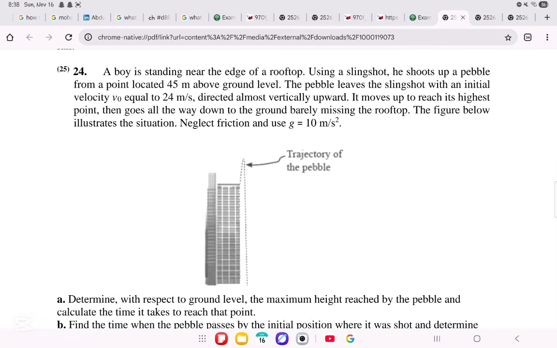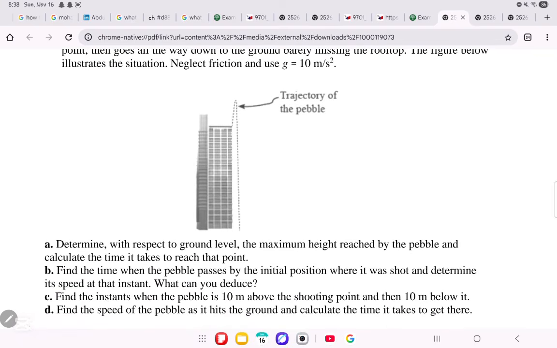Determine with respect to ground level the maximum height reached by the pebble and calculate the time that it takes to reach that point. Okay, now honestly speaking, we can use the trajectory equations you remember from chapter 2, but because I'm doing this video later than chapter 2, we're gonna imagine that we don't know anything about trajectory equations. If it came in the computer part, use the trajectory equation. To find h max, you're gonna do v0 squared sine squared theta over blah blah blah. Here in this scenario, theta is gonna be 90 because it's thrown vertically upwards, okay?